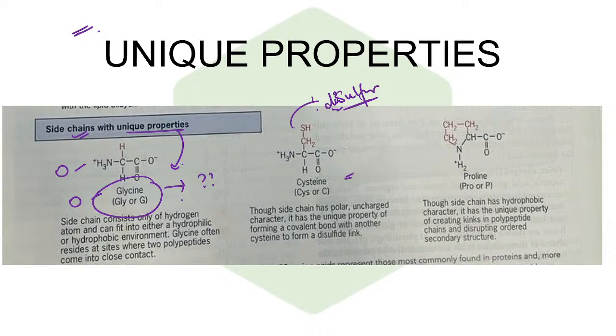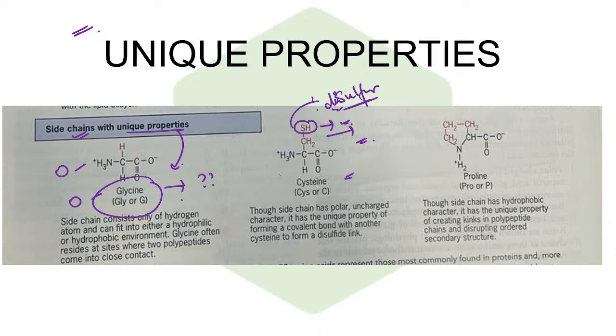Again, important, exceptional. Only cysteine can actually form a disulfide bond with the amino acid. No other amino acid can form a disulfide bond. Reason being, cysteine has a free SH group. Only cysteine has a free SH group.